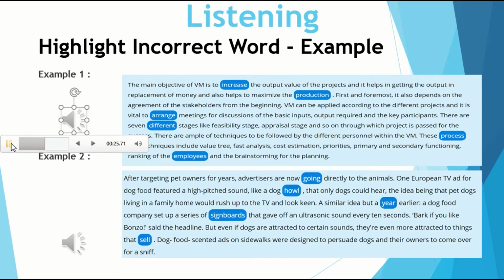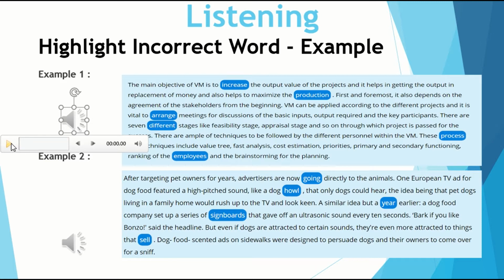There are 7 different stages, like feasibility stage, appraisal stage, and so on, through which project is passed for the success. There are ample of techniques to be followed by the varied personnel within the VM. These procedures and techniques include value tree, fast analysis, cost estimation, priorities, primary and secondary functioning, ranking of the personnel, and the brainstorming for the planning.